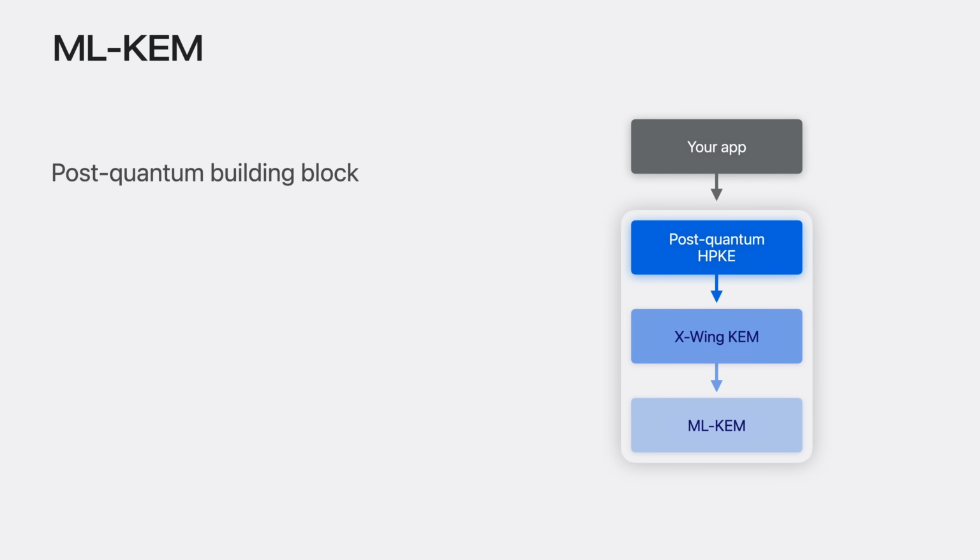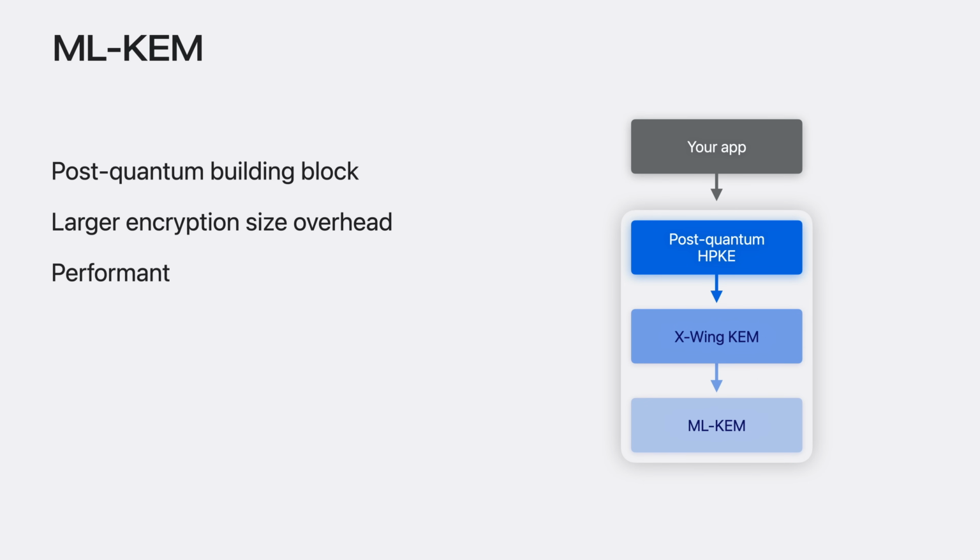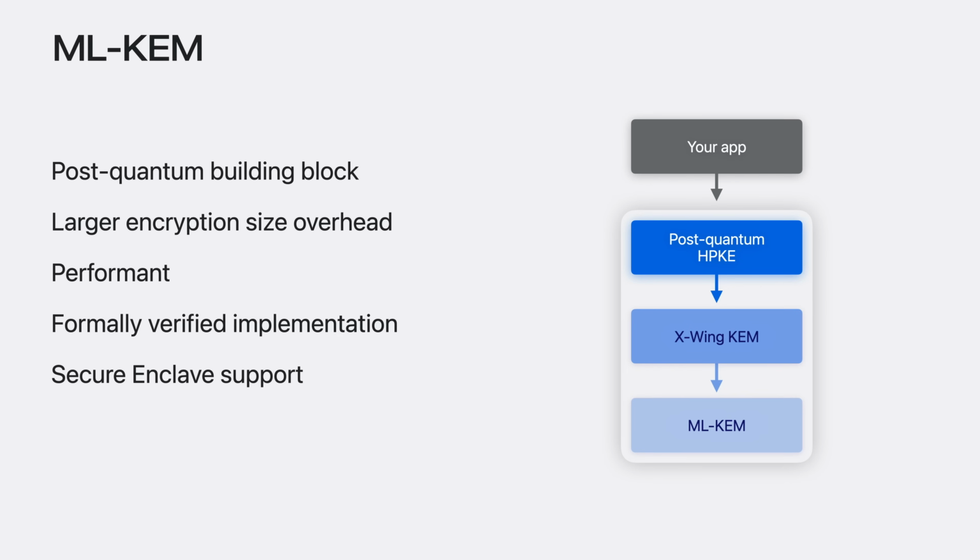ML-KEM is the post-quantum building block for X-Wing KEM, as well as other post-quantum KEMs. ML-KEM has a larger encryption size overhead than its classical counterparts, but it is performant with comparable or better performance than its classical counterparts. CryptoKit uses a formally verified implementation of ML-KEM, which has been proven to be functionally equivalent to the FIPS 203 standardized specification. It also has secure enclave support, meaning you can enforce hardware-isolated execution for ML-KEM operations.